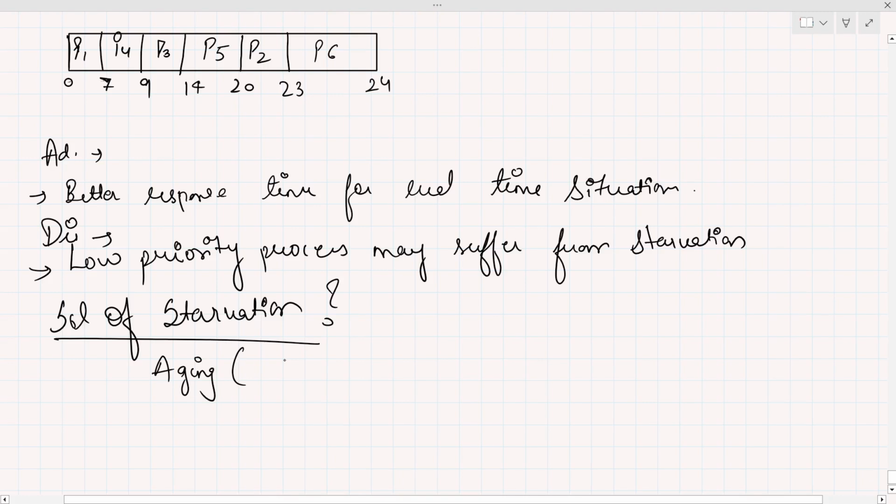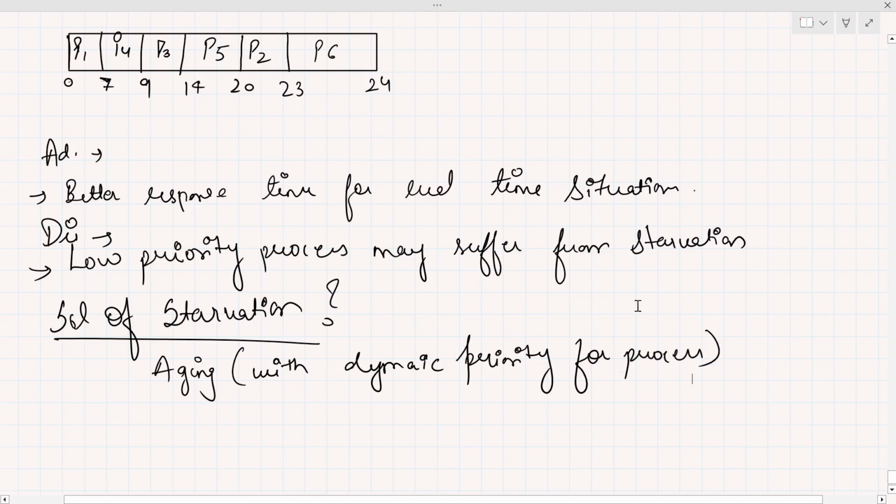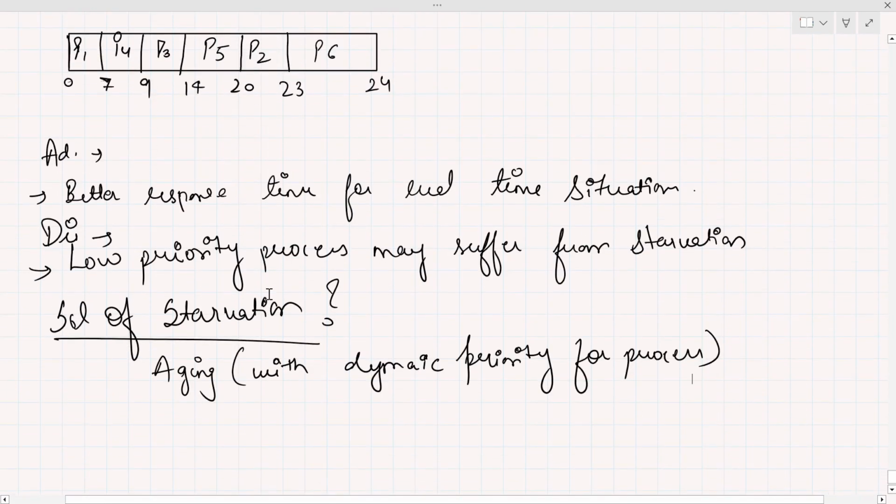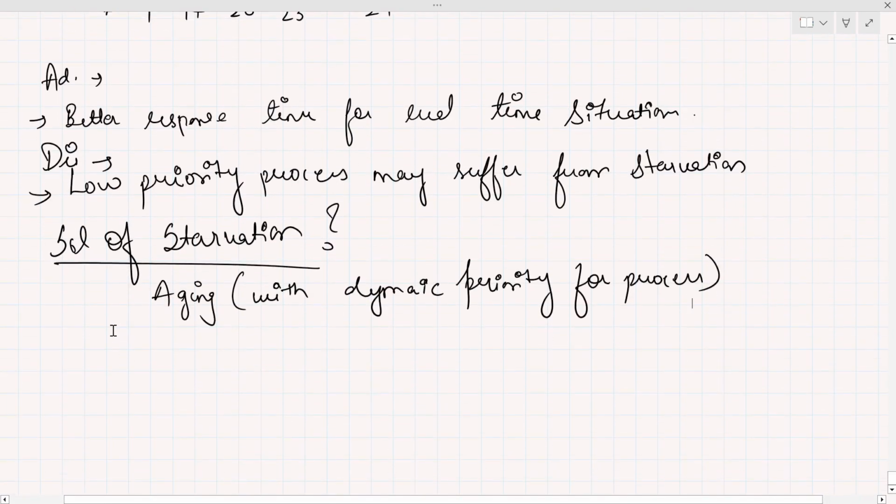What we are going to do is, with dynamic priority for processes, we can handle the lowest priority process. What does this mean? This means that if we change the priority, then we can run that process as well. This was done by aging, and this priority is basically of two types.